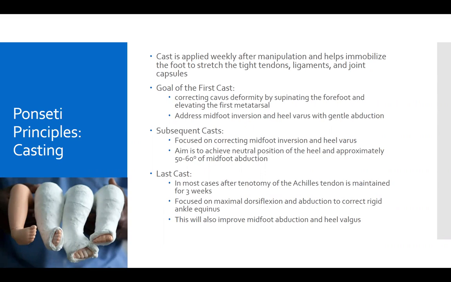We focus on maximal dorsiflexion and abduction to correct the rigid equinus. This also helps to improve any residual midfoot abduction that we need, and in case the heel is in varus, helps to correct that too. Typically, our patients require about 4 to 6 casts. After casting is going to be the bracing phase.